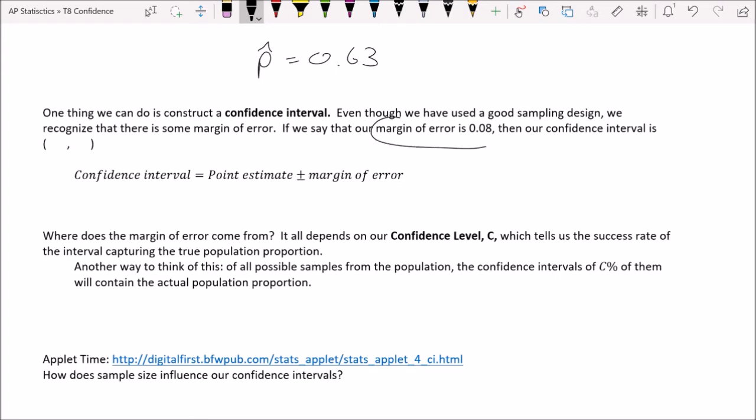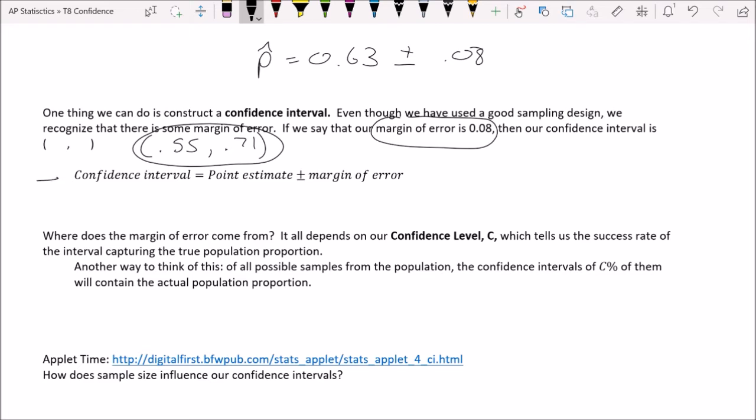So in the example we had a moment ago, p hat was 0.63. If the margin of error was 0.08, what that means is that we would add and subtract 0.08 on either side of that interval. And so our confidence interval would go from 0.55 up to 0.71. Now, this right here, we're using interval notation. This goes back to pre-calculus. Okay, so that's a common way that it's expressed.